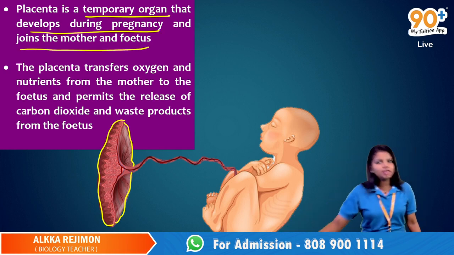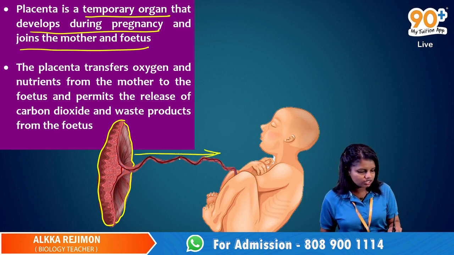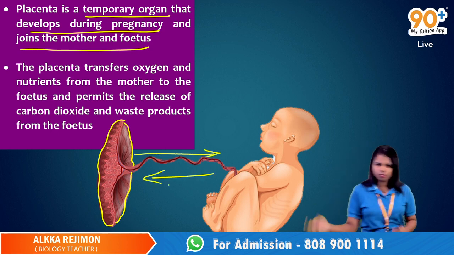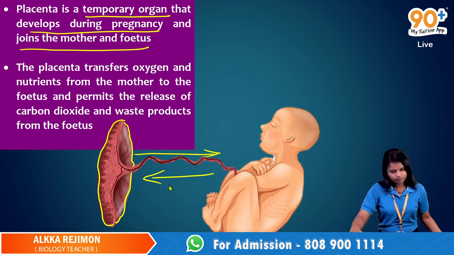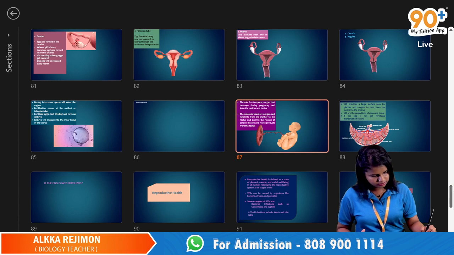And it is the same placenta which carries the oxygen, the blood, the nutrients, the waste products, everything to and from the baby and the mother. That's it.